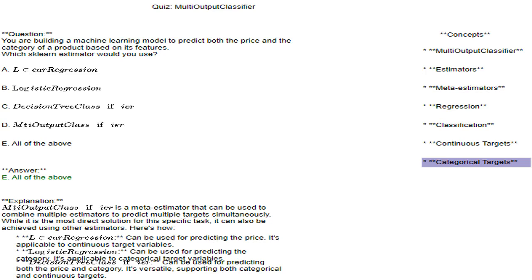Size, brand, color, 100, electronics. Size, brand, color, 50, clothing. Here's a sample dataset with product features: size, brand, color, price, and category. We want to predict both price and category for new products using these features.